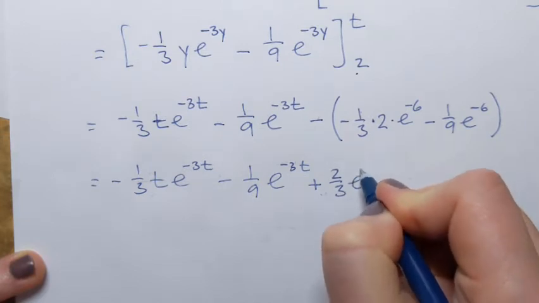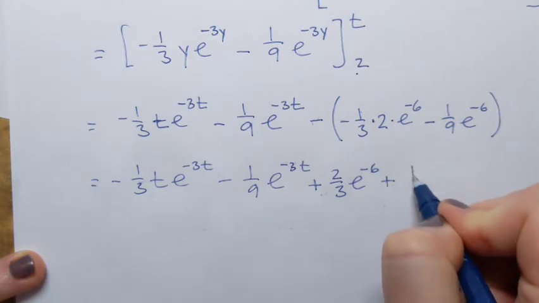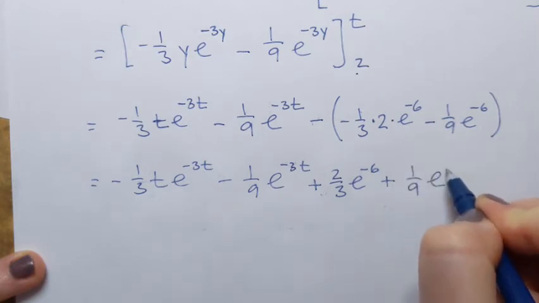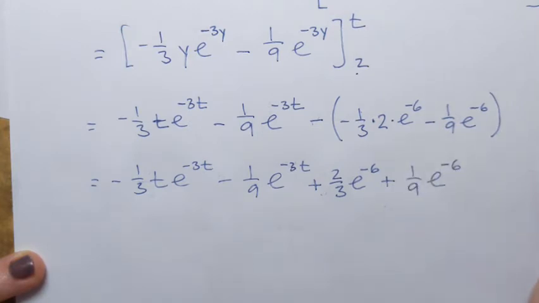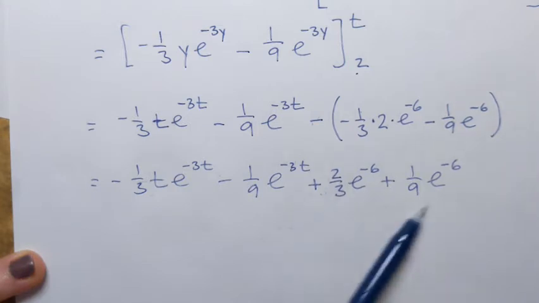2/3 e to the power negative 6, and then negative times negative plus 1/9 e to the power negative 6. And now what I can notice is that, first of all, those two are constants, right? E is a constant, and a constant raised to any power, positive or negative or 0, stays a constant. And I can combine them.